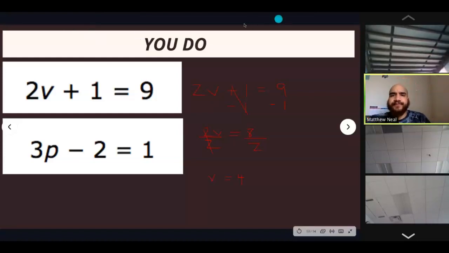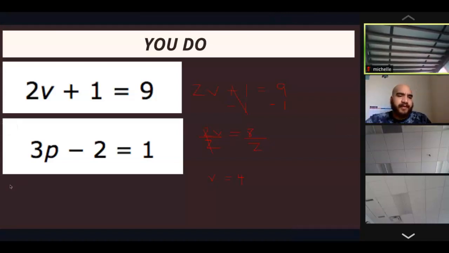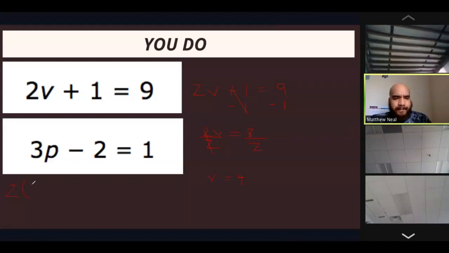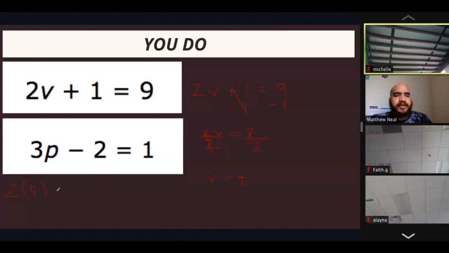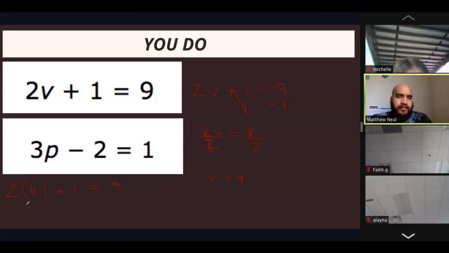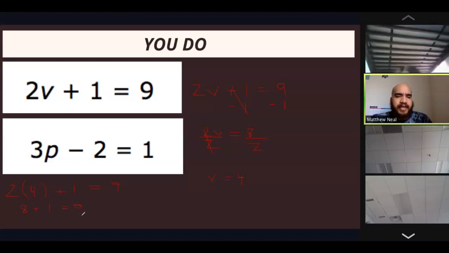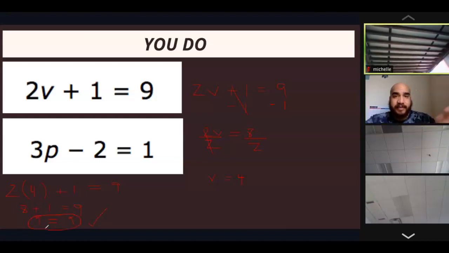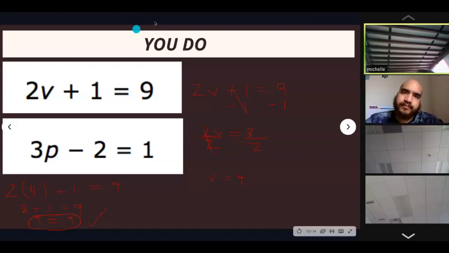All right, so let's check this out. Lead me in the right direction. So I'm going to replace my v with what? Yep, 4. Absolutely. So now we have 2 times 4 plus 1 equals 9. 8 plus 1 equals 9. We add 8 plus 1 together. 9 equals 9. Michelle, because 9 equals 9, what do we know? Anytime we check our answer and the left side is equal to the right side, what does that mean? That 4 is the correct answer.